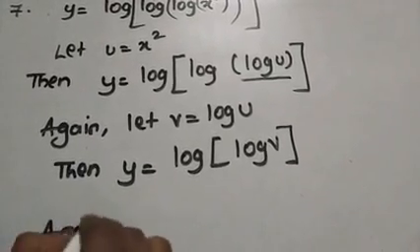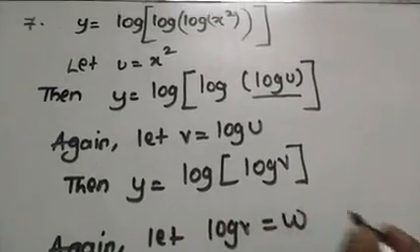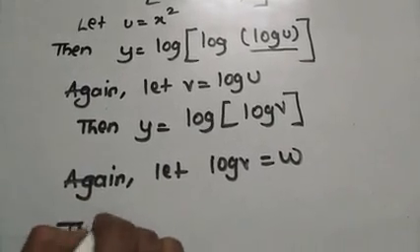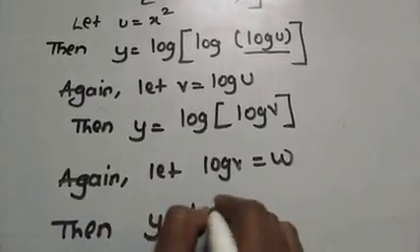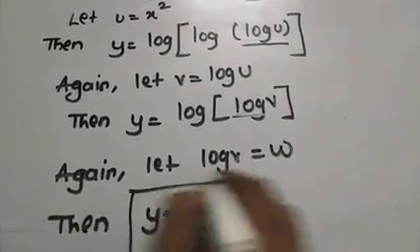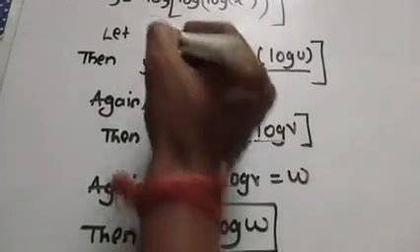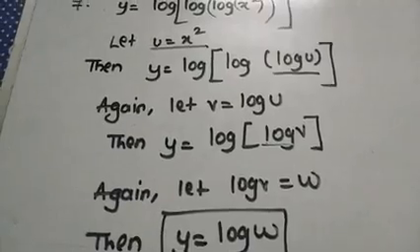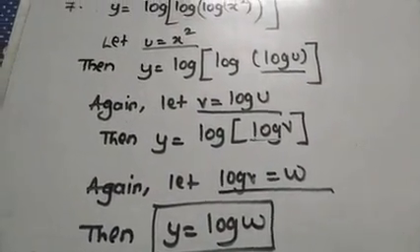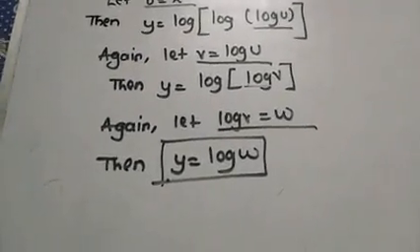Again, let log v equals to w. So then finally y equals to log of this function as w. So this is our converted y. So we have assumed 3 things. One is u equals to x square, v equals to log u, and w equals to log v. Remember this 3. Okay, so first of all we will differentiate. So let's start differentiating.